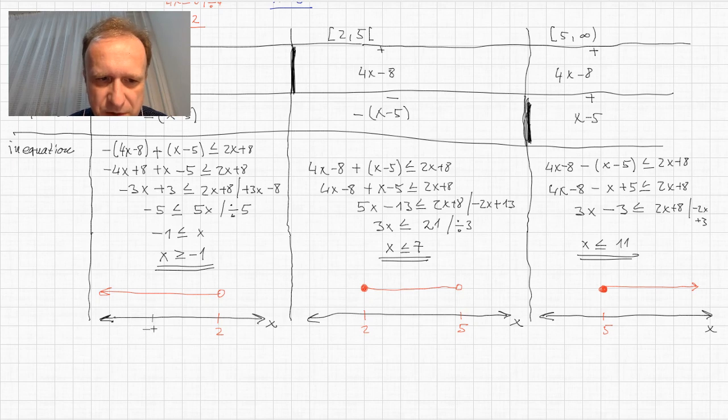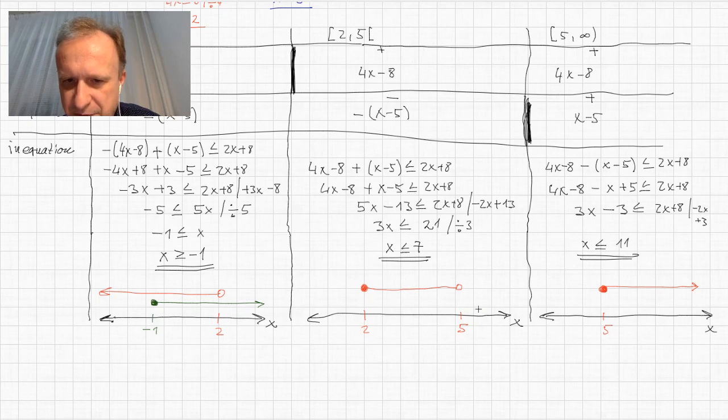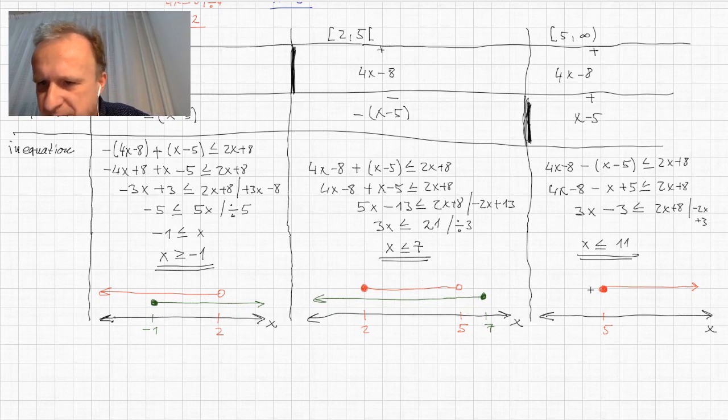So negative 1 is to the left from 2, and we have the numbers which are greater than or equal to this number. Okay. On the second interval, we have numbers which are less than or equal to 7. So 7 is placed somewhere here. So we just take it and represent these numbers by this line. So these are the numbers which are less than or equal to 7. And finally, we have numbers which are less than or equal to 11. So 11 is placed to the right, and the last interval is this interval.